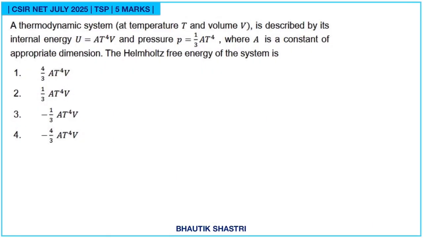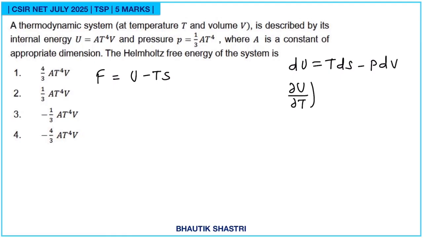A thermodynamic system at temperature T and volume V is described by its internal energy U and pressure P, where A is a constant of appropriate dimension. The Helmholtz free energy of the system is F is equal to U minus TS. Now we have dU is equal to TdS minus PdV. So dou U by dou T at constant V is equal to T into dou S by dou T at constant V. We have the expression for U.